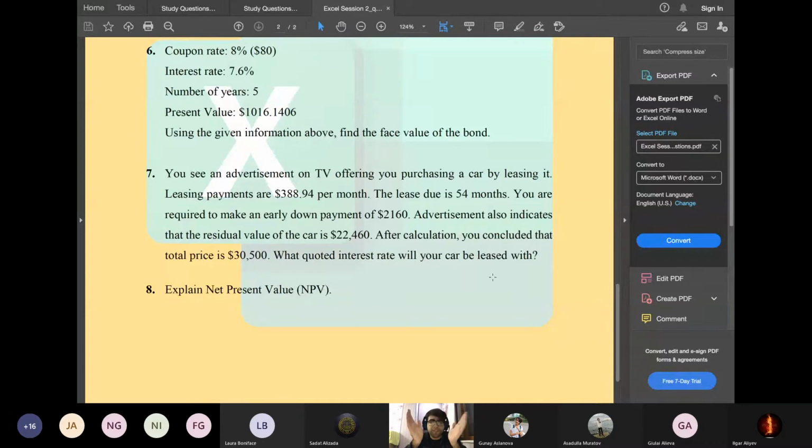Guys, it is simply the same as bond calculation. Leasing payments are coupon payments. Lease term is the number of periods. Residual value is future value. And for the total price, you are also making an early down payment. Your present value will be total price minus early down payment, because you are making an early payment and the rest will be paid by leasing payments.